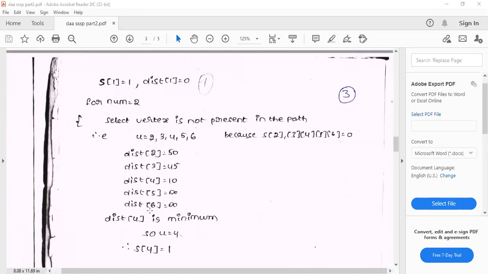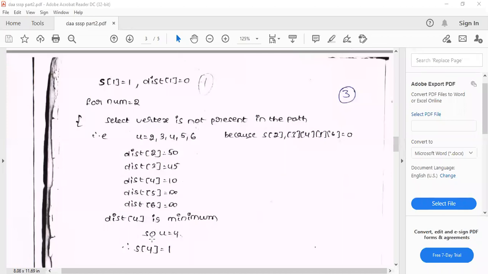So you are finding the shortest path among distance 2 equal to 50, distance 3 equal to 45, distance 4 equal to 10, distance 5 equal to infinity. The nearest vertex to the source vertex has distance 10. So the shortest path is 1 to 4, and the fourth vertex is visited.